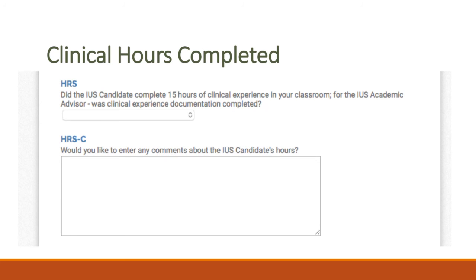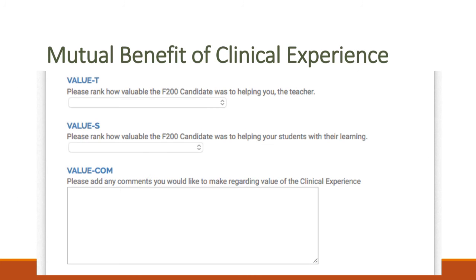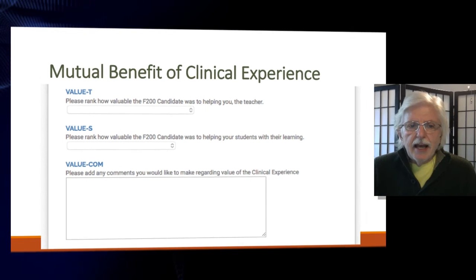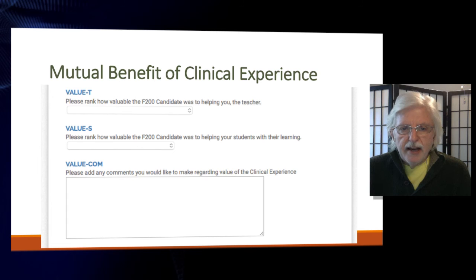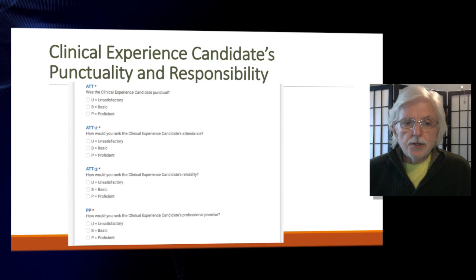If you're doing this a little early before the end of the semester, maybe they don't have that done, but if you can see that they're going to, if you've had that commitment, go ahead and mark that. And you can put a comment in the box there. And then here's that mutual benefit that I was talking about. We're going to ask you to rank how valuable the candidate was for you, how valuable the candidate was for your students, and then add any comments that you'd like to there. That would be a help to us in our program, and a help to the future teacher.